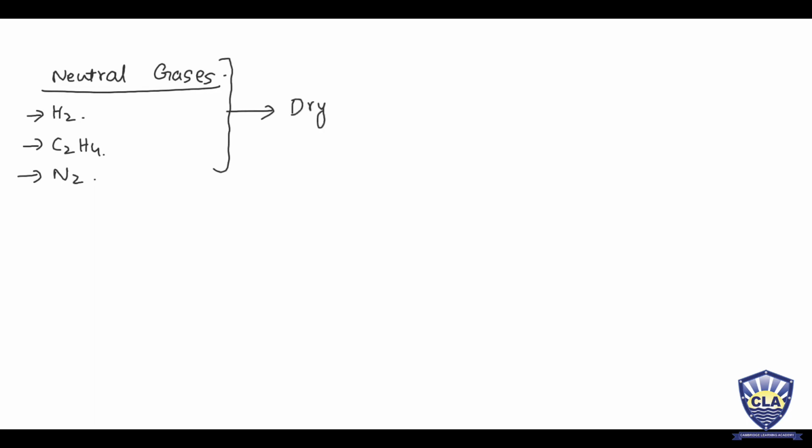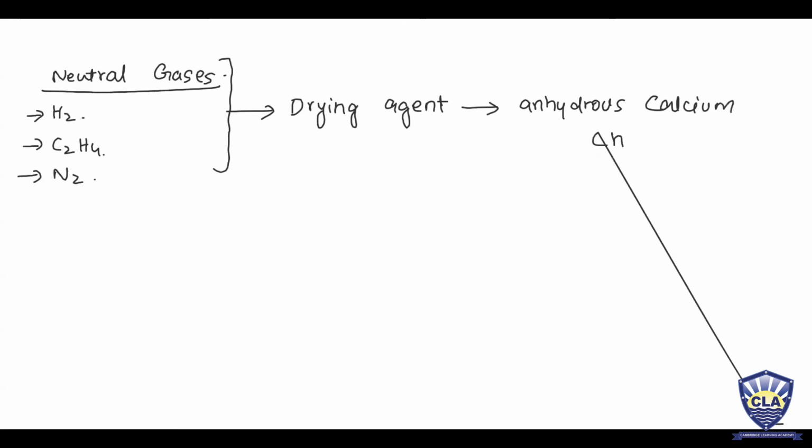agent for neutral gases is anhydrous calcium chloride. Calcium chloride is a salt, and its formula is CaCl2. So this is the drying agent that is used to dry the neutral gases.